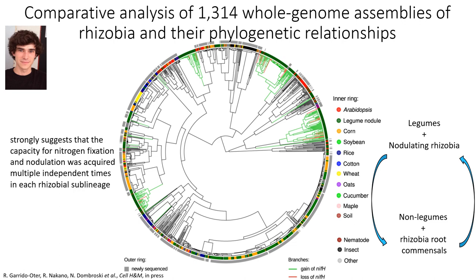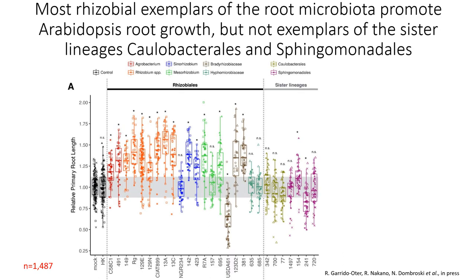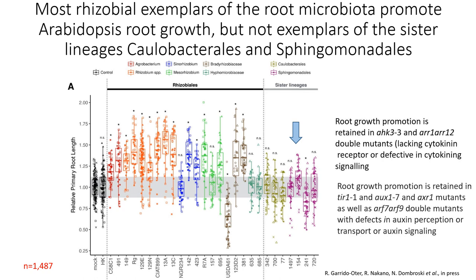So now you can ask the question, do non-nitrogen-fixing rhizobia commensals in non-legumes impact plant growth? Do they have any beneficial activities? This is work that was studied by Thomas Nakano in the lab, and he added essentially single strains from each sublineage, because we now have this deep taxonomy of the rhizobia, to germ-free Arabidopsis plants on an agar plate, and he used controls in this case. These are mock controls, Arabidopsis plants inoculated with heat-killed bacteria.